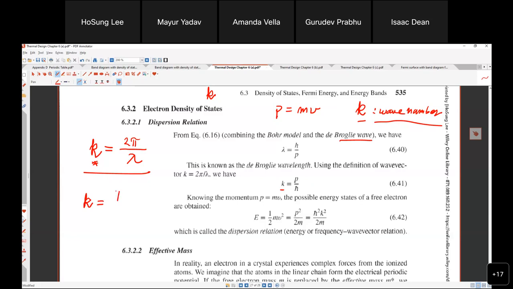Momentum is over this Planck constant. H bar is, I think, H over 2 pi. So something like that. Okay, so K, the wave number, is kind of momentum, a different quantity, but like momentum.